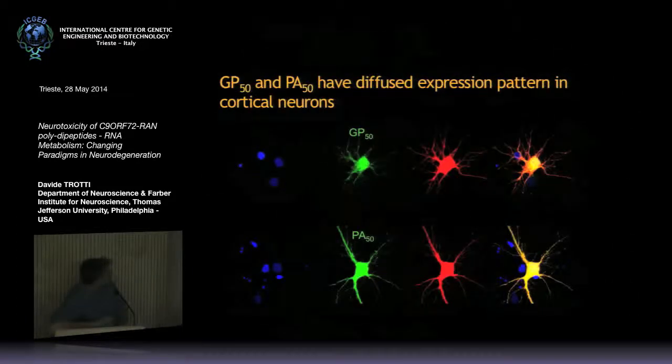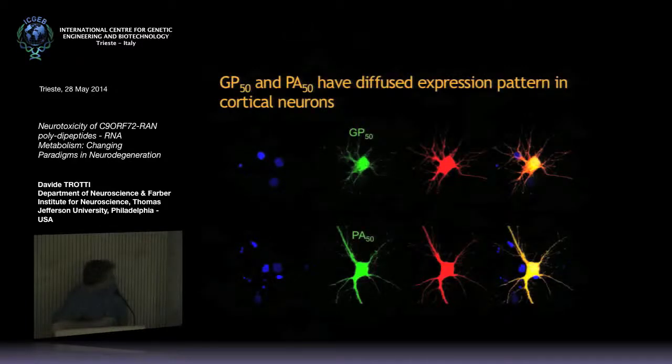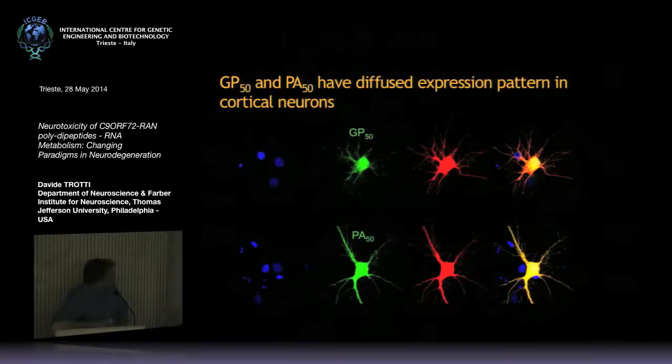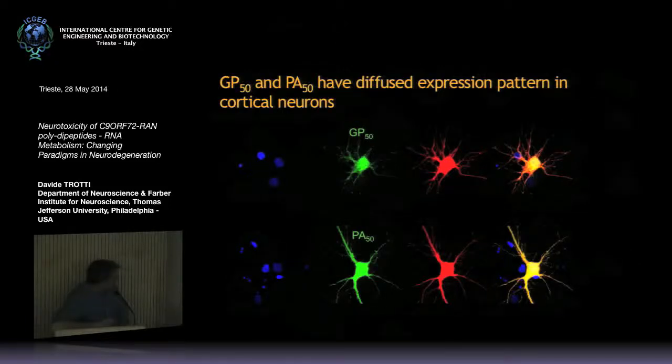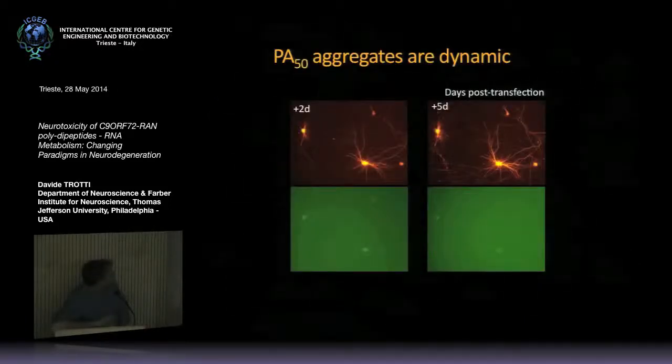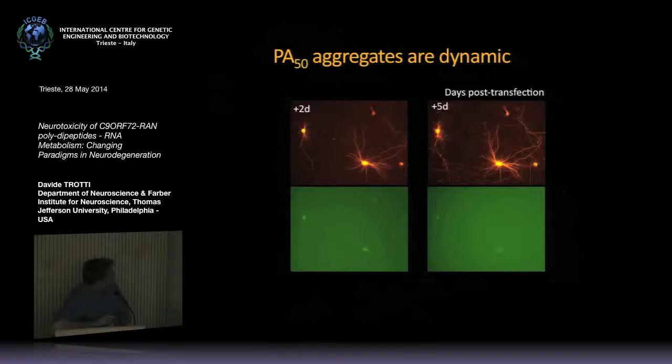This is the data for GP50 and PA50, and you can see that PA50 and GP50 have cytosolic localization, a diffuse expression pattern in the cortical neurons. As I was mentioning before, sometimes PA aggregates, but the aggregates are dynamic. The situation is shown here.